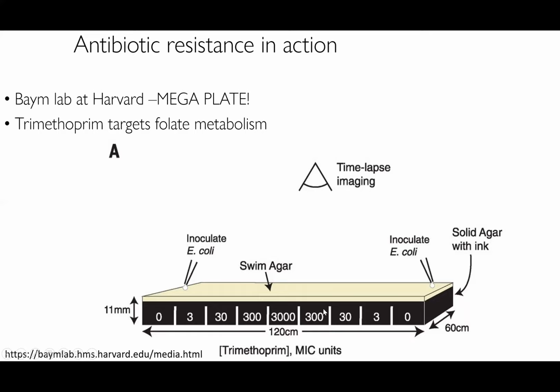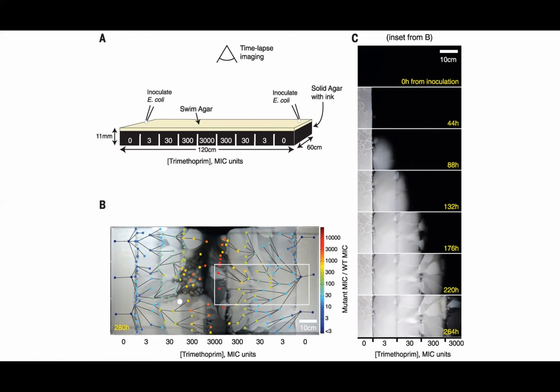What they do is they put agar on top where the bacteria can move, and this agar has different concentrations of antibiotic in them. And they just let the E. coli grow, and after it's inoculated from one side, it will move in towards the center. And as they move in towards the center, the concentration of antibiotics gets higher and higher and higher. And so you can physically see the evolution of antibiotic resistance develop over time.